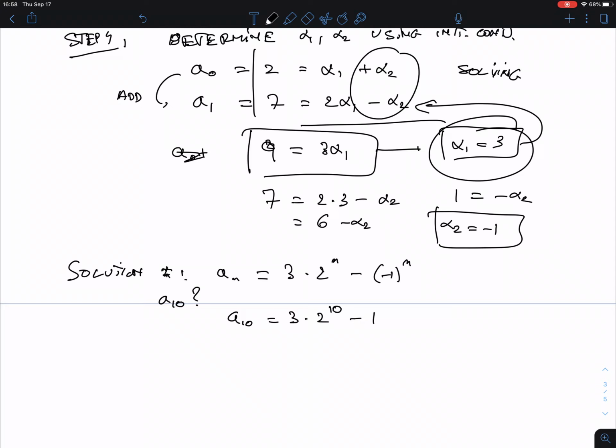And so you see that the solution here is basically powers of 2 with plus or minus 1, because this term is always going to be plus or minus 1. Okay, so this is a feature that you sometimes see in this kind of solution.